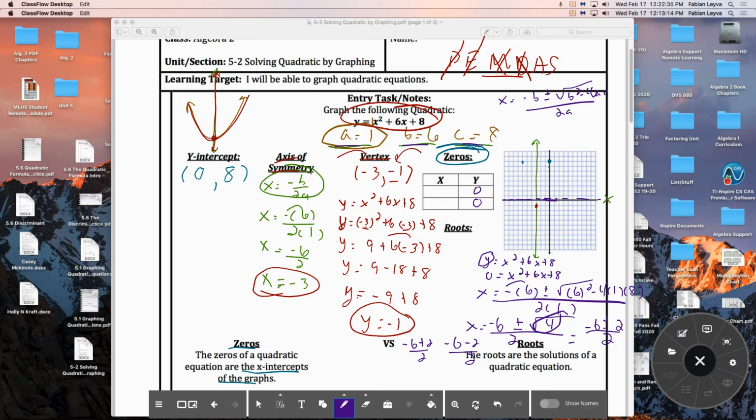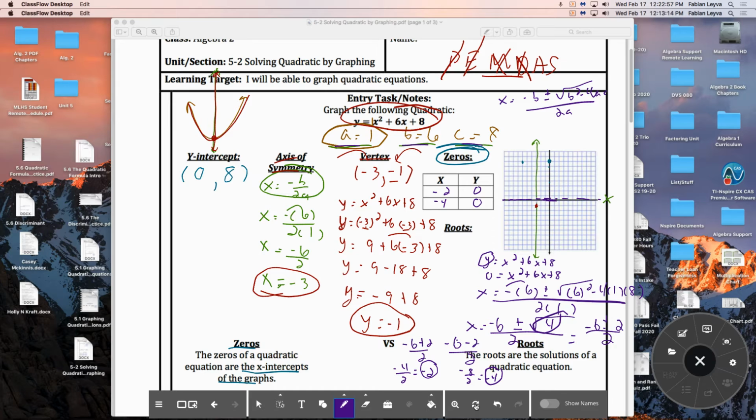Let's go ahead and figure this out. Negative 6 plus 2 is a negative 4, divided by 2, and that simplifies to a negative 2. So that is one of my x-intercepts. Let's do the other one. Negative 6 minus 2 is a negative 8, divided by 2 equals a negative 4. So I know that my other x-intercept is a negative 4.